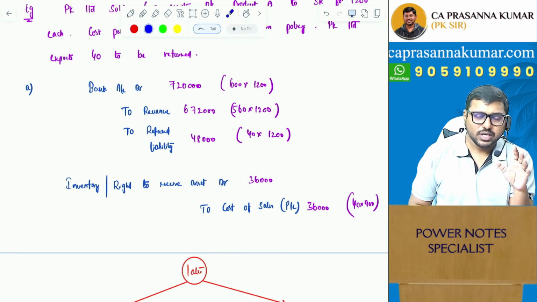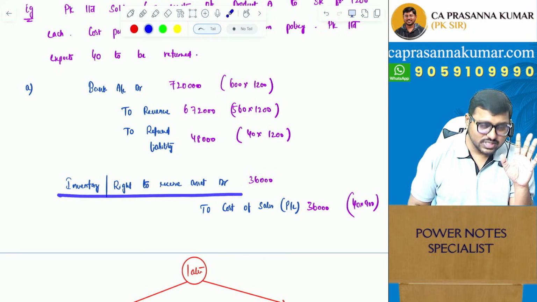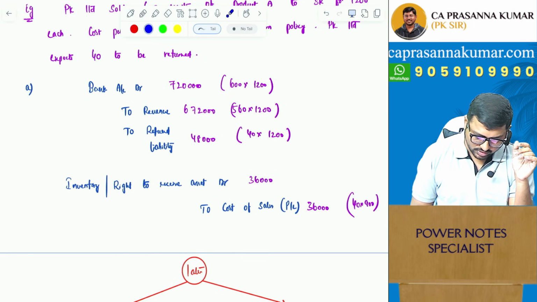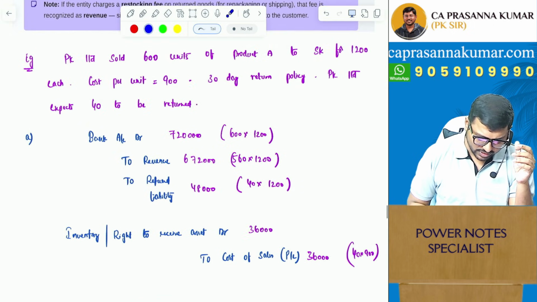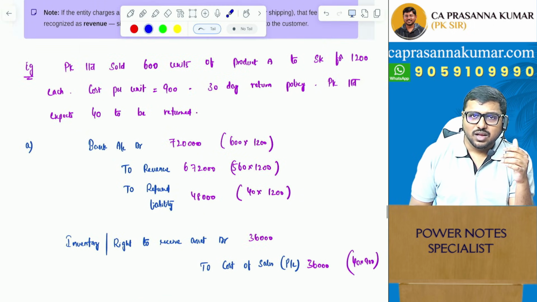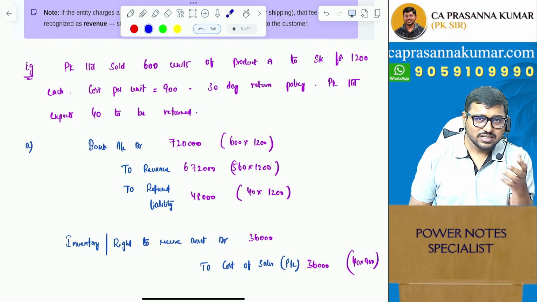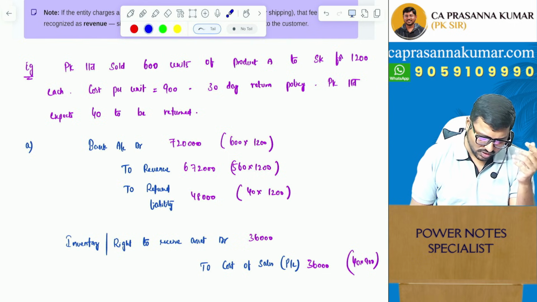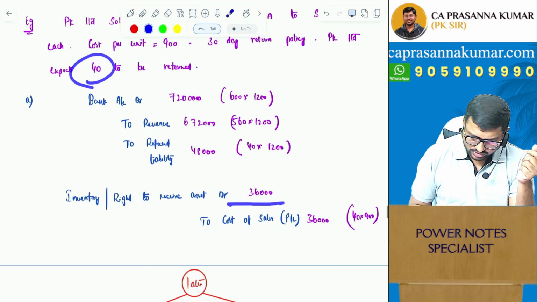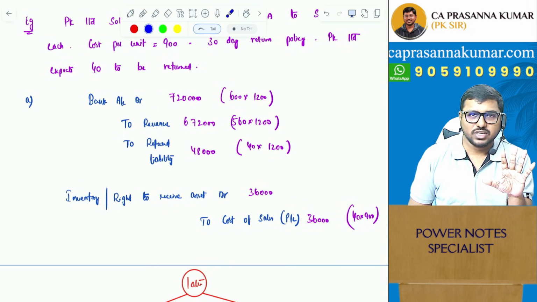In this case, I'm talking about inventory. Okay. So right to receive the asset, debit, how much? 36,000. Why 36,000? Because when I say right to receive, I need to debit that because it's an asset, inventory with its cost only. Now, what is the cost of the inventory? 900. So 900 into 40. So to the extent of 36,000 only, you can recognize the asset.